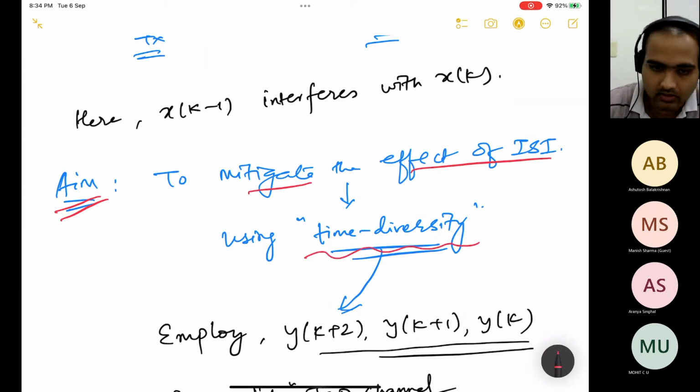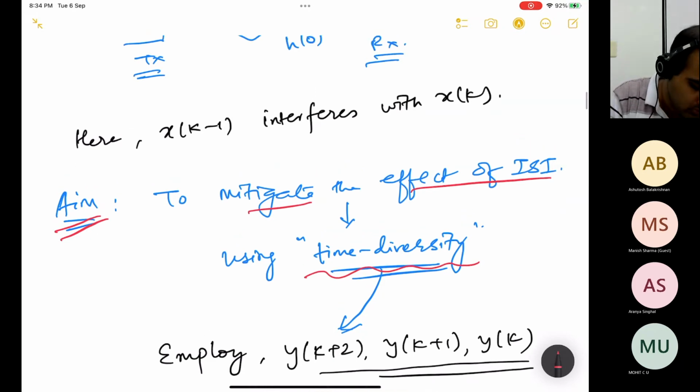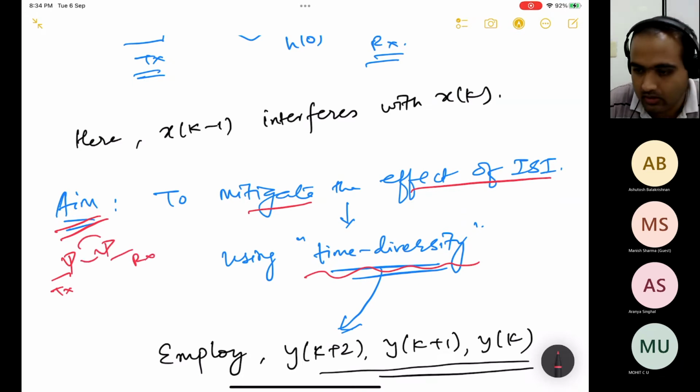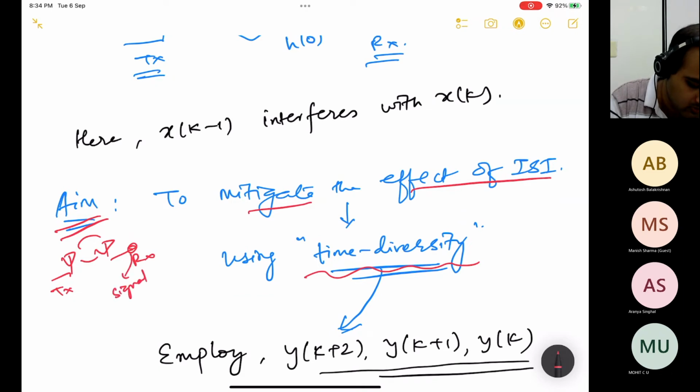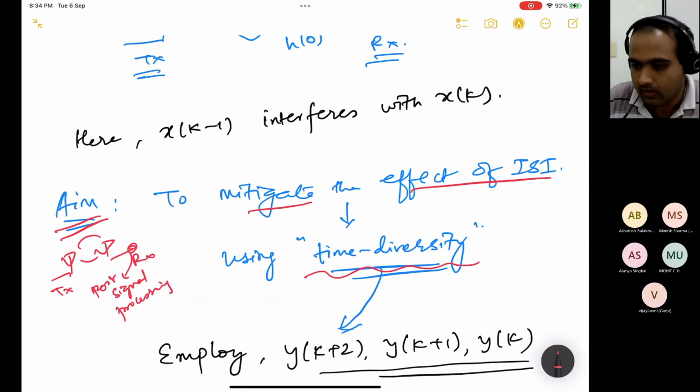Now, what is time diversity? So far we have this transmitter and a receiver, with two paths, H0 and H1, from where the signal is coming. What we are going to do is some kind of post signal processing at the receiver end, so that we are able to recover the information which we want.